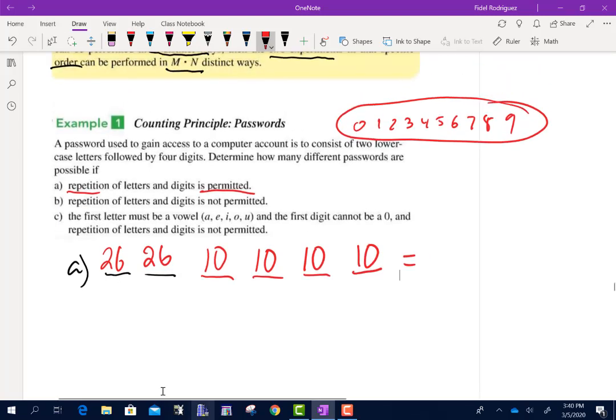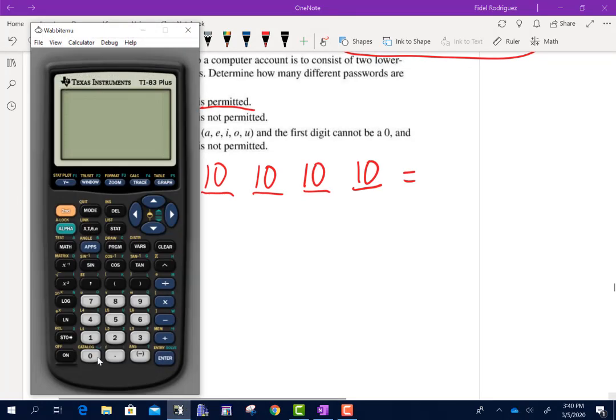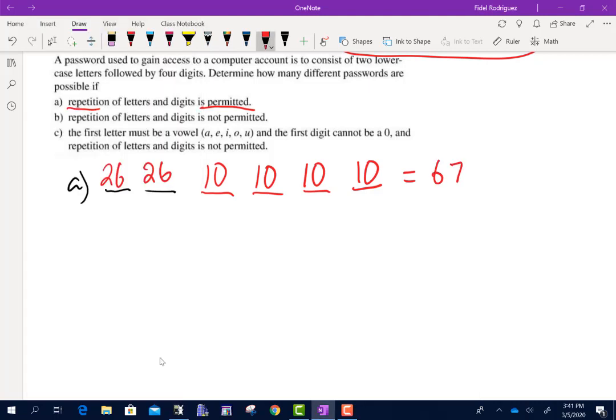So what I'm going to do now is I'm going to take my calculator and I'm going to say, okay, what is 26 times 26 times 10 times 10 times 10, one more, times 10, and we can do this. 676 and then 4 zeros. So this looks like the number 6,760,000 different ways you can make those passwords, right? Okay, so now let's do part B.